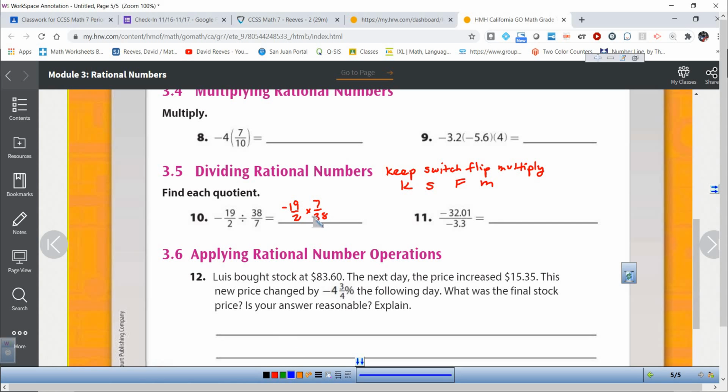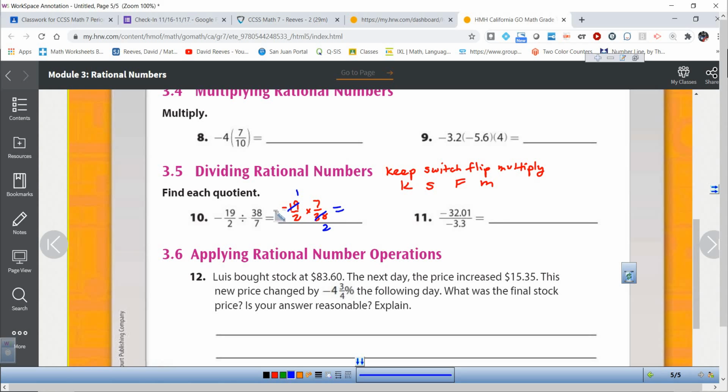But before we multiply, we're going to say, okay, can I simplify? All right, now 2 doesn't go into 7. And you may not have known this, but 19 does go into 38 2 times, right? 19 is really close to 20. 20 times 2 would be 40, but 19 times 2 is 38.